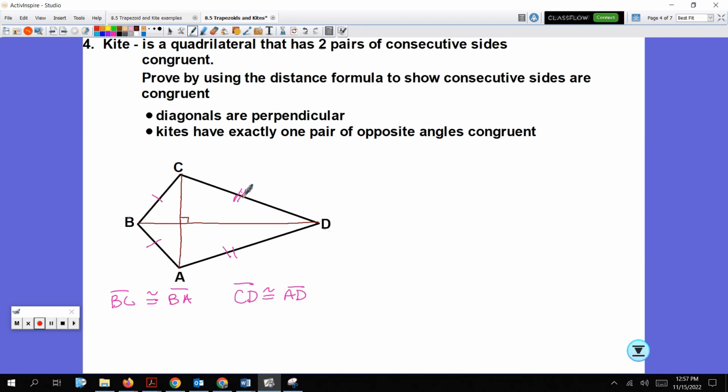So all of the sides would be the hypotenuse. This is the hypotenuse of this triangle here, which is the same length as that one. This is the hypotenuse of this triangle here, right? So you could prove by showing that the diagonals are perpendicular. So, slope of diagonals only.